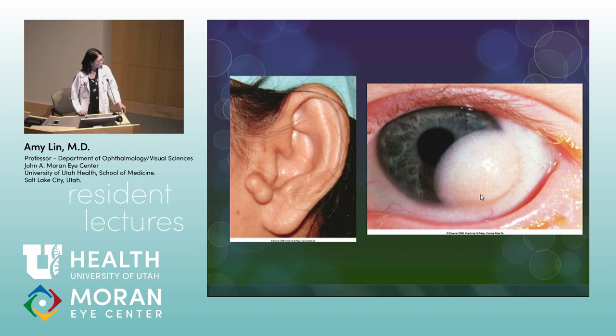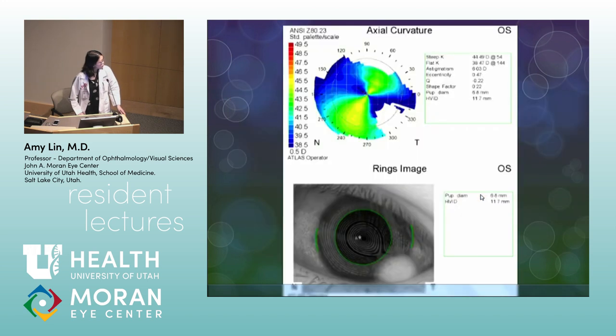Here are some pictures of the characteristic preauricular skin tags you'll see with Goldenhar syndrome and a pretty characteristic limbal dermoid. This one's a lot bigger than the one I was looking at, but I do have a topography which shows this patient's limbal dermoid right here. So looking at this topography, what do you think the topographic sequelae of this limbal dermoid is? Like, what is it doing to the cornea, topographically speaking?